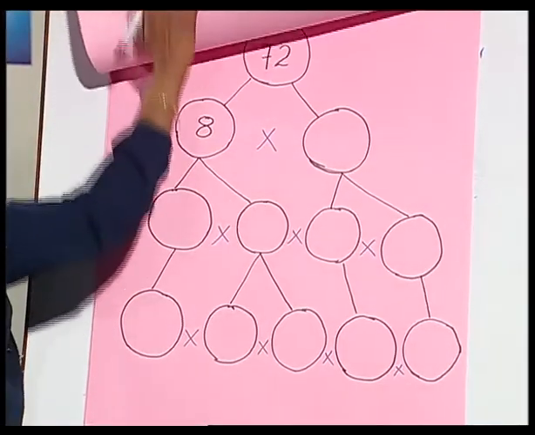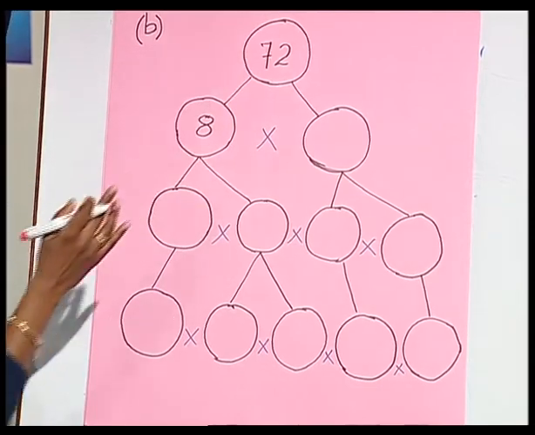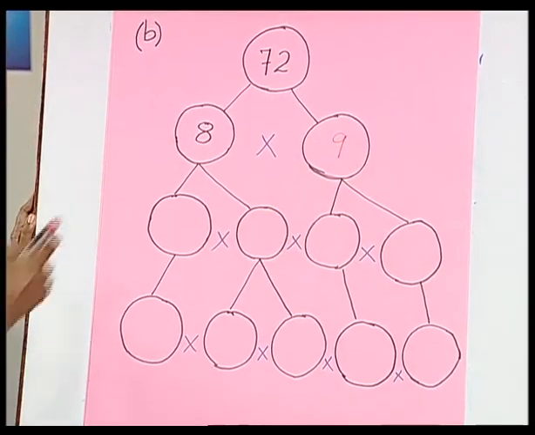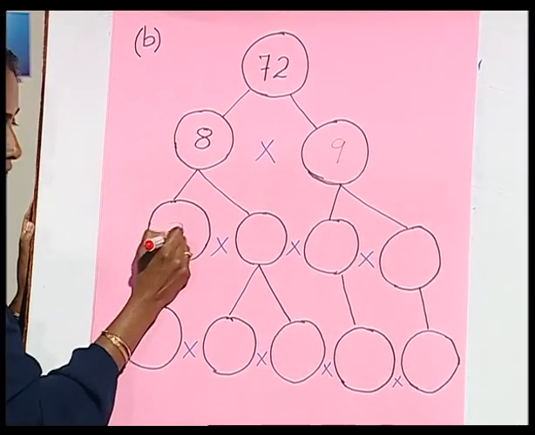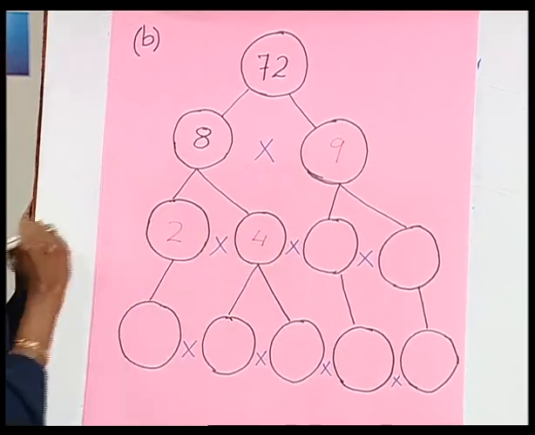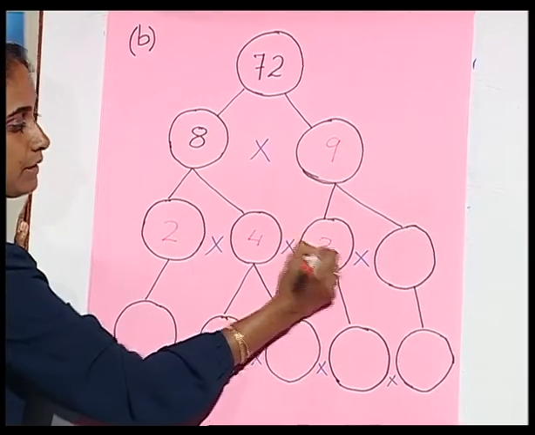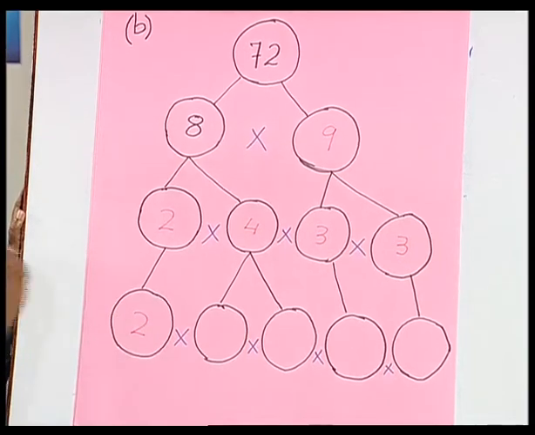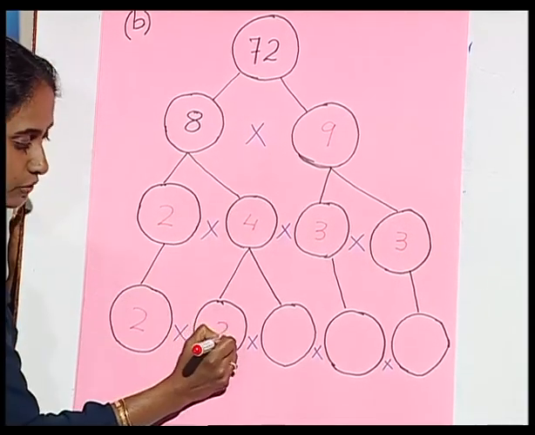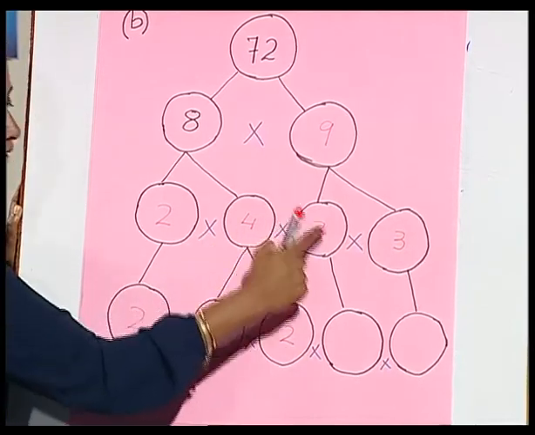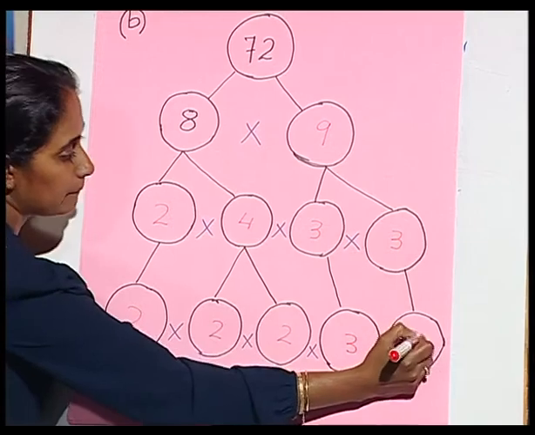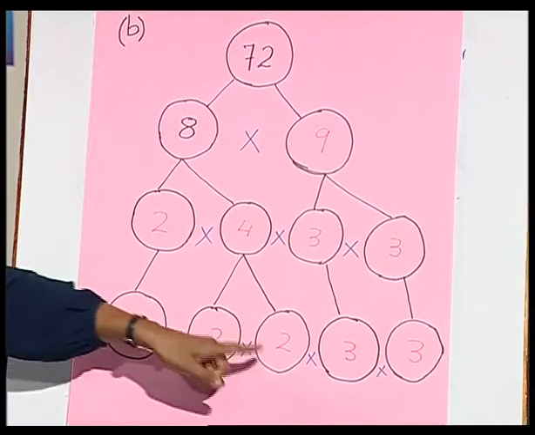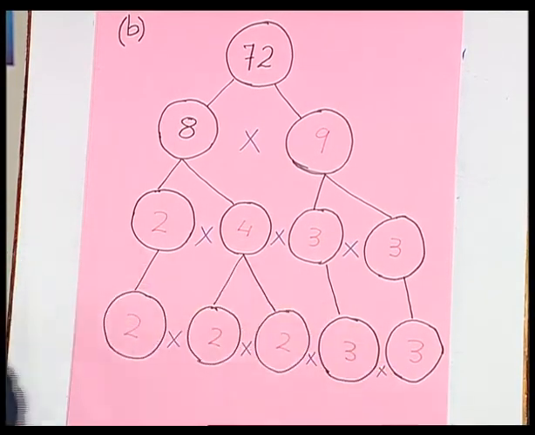Now for part B, 72. So 72 can be written as 8 times 9. Now 8 can be broken as 2 times 4. 9 can be written as 3 times 3. So 2 is already a prime number. I just keep it here. 4 can be broken into 2 times 2. 3 is already a prime number. Same here. So 72 can be written as 2 times 2 times 2 times 3 times 3.